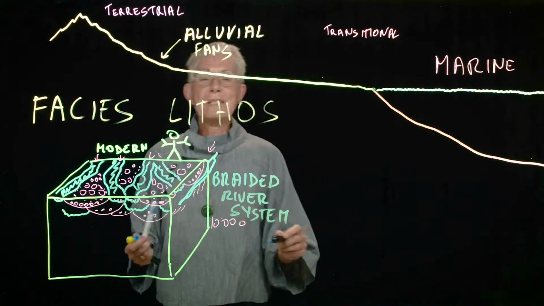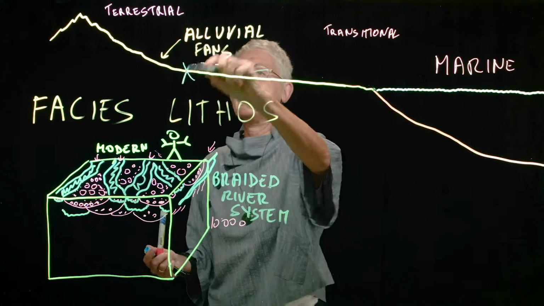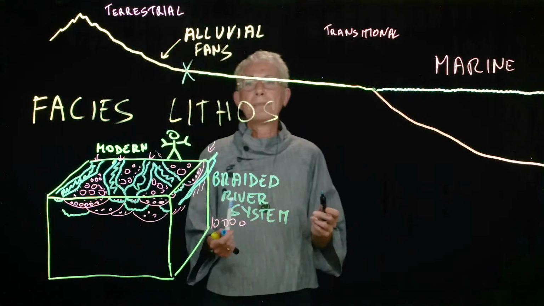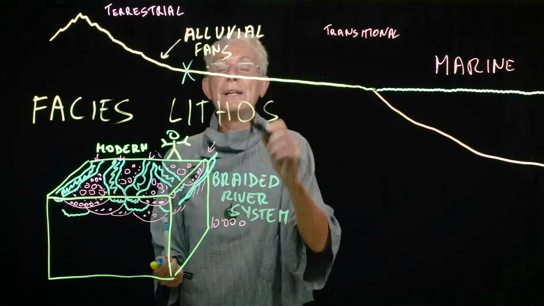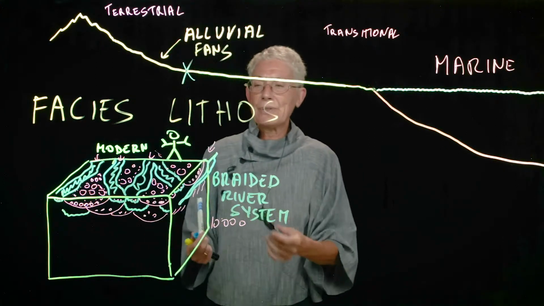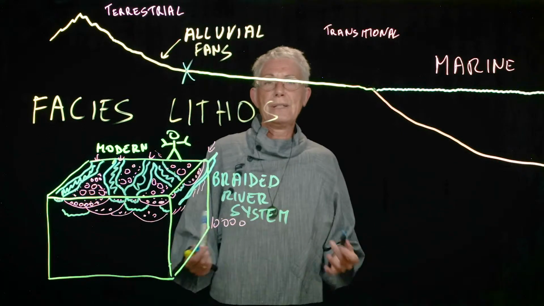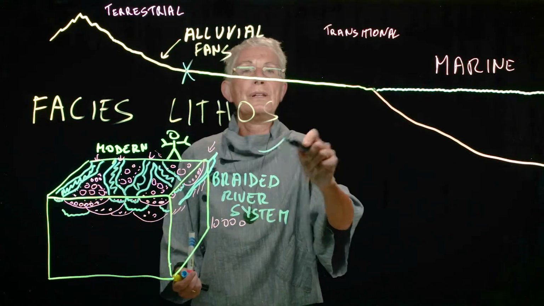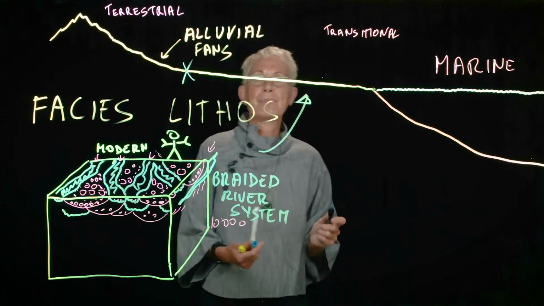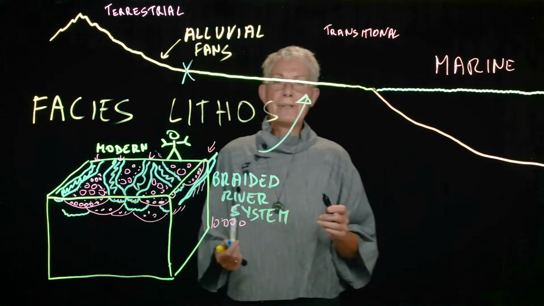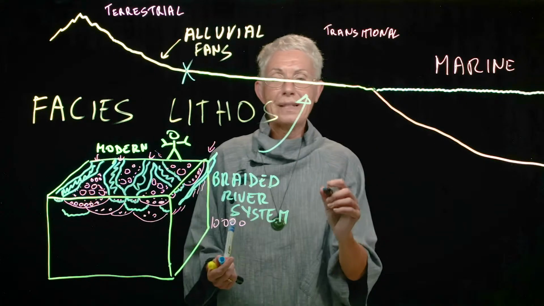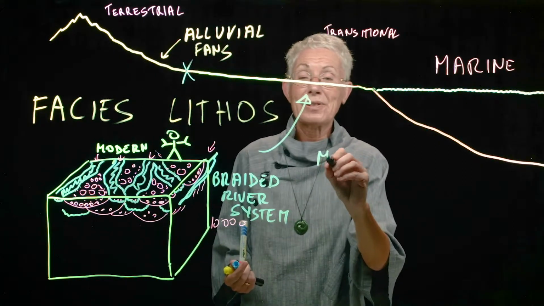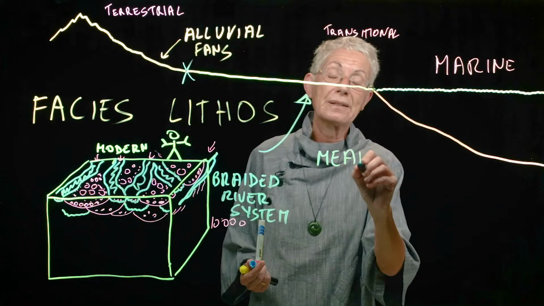And where do we find a braided river system? Very near to alluvial fans, for example, near the front of glaciers, and where you have a lot of bed load, a lot of sediment is transported. If we move farther in our terrestrial system, the river system becomes different, becomes meandering.